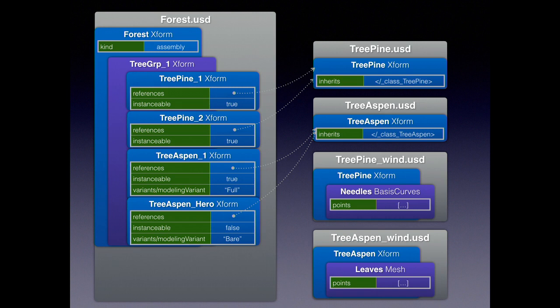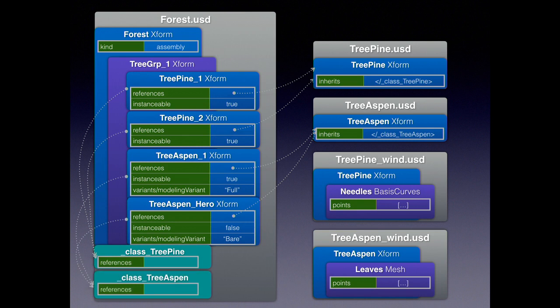So all of our pine trees are inheriting from a class called tree pine. All of our aspen trees are inheriting from a class called tree aspen. And so if we drop in a reference to wind caches, we can apply those to every particular tree in the forest. What's interesting about this is that these opinions will apply whether or not the tree is instanced. Because they're shared at the class level, they affect everything. And so if you want to make edits to prims that are instanced, you can basically use classes as a mechanism for doing that.